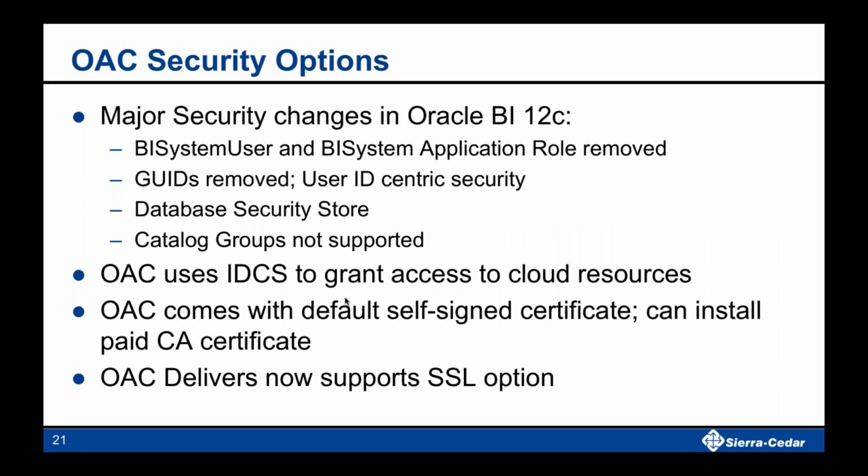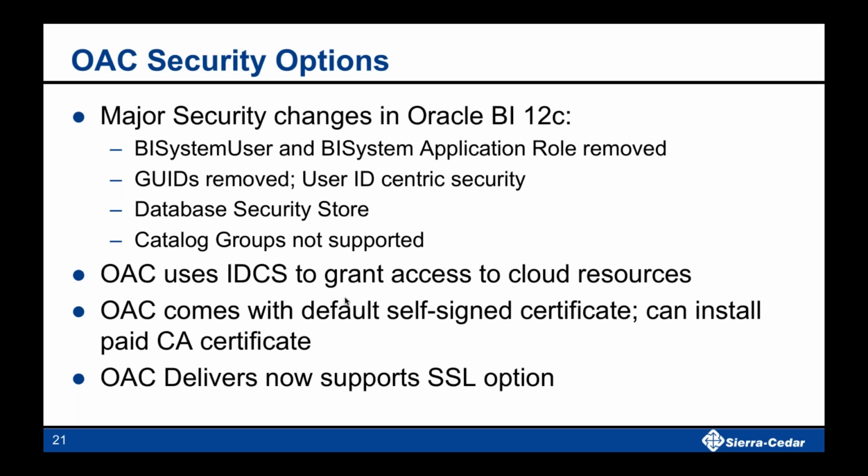So the major security changes in OBIEE 12c are that the BI system user and BI system application role are removed. Right now they call it the system user. There is no BI system user. We encountered a lot of issues in the past in OBIEE 11g, for example when the BI system user password was changed in Enterprise Manager. We used to encounter those kinds of problems, but they no longer exist in this new version.